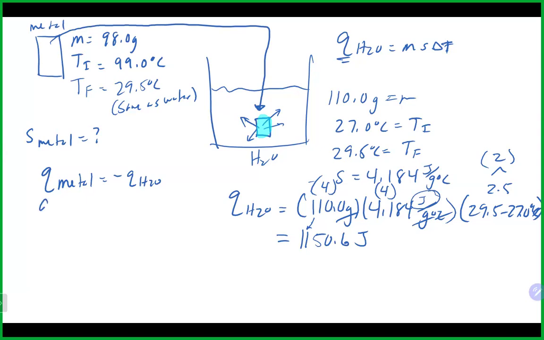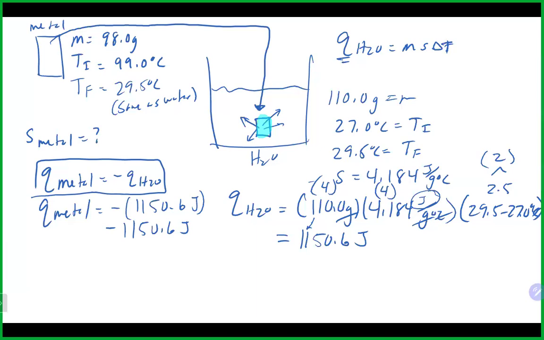So our Q of our metal in this case will be negative 1150.6 joules, or minus 1150.6 joules. So using that opposite relationship, we're now able to, by just following what happened with the water, figure out how much energy, in this case, the metal actually released.